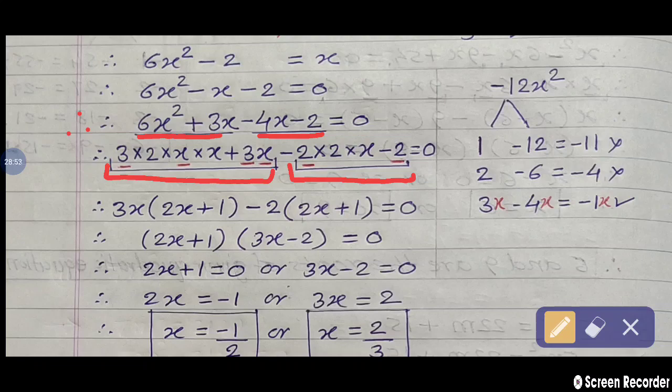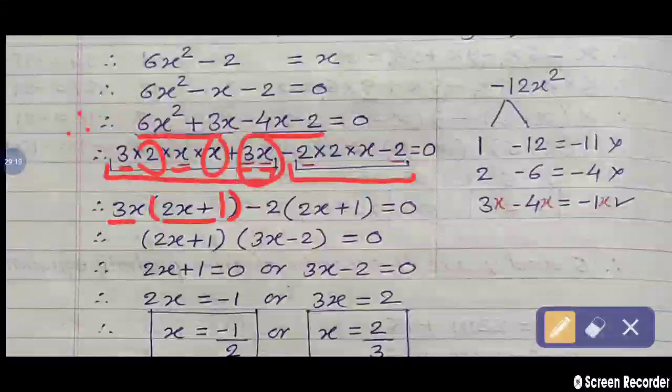Now take the common factors in the first 2 terms. 3 is common, check here, and a single x is also common. So 3x is common. What is the remaining bracket? Check that. So 2x plus, 3x is common, nothing is there, means what remains? Plus 1. So 2x plus 1, this is the second factor from the first 2 terms.